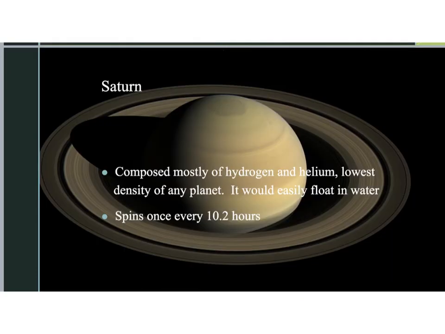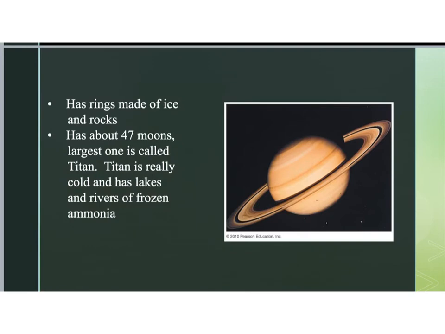All right. So going on to Saturn. It's composed mostly of hydrogen and helium. It is very, very low density. It would actually float in water. If you could somehow get an enormous bathtub and put Saturn into it, it would float. Spins once every 10.2 hours, so it's spinning very quickly as well. Has rings. The rings can be visible with a telescope, like we can see them here on Earth.